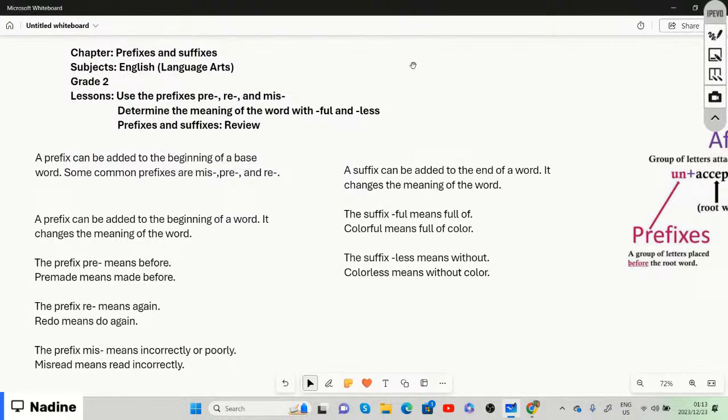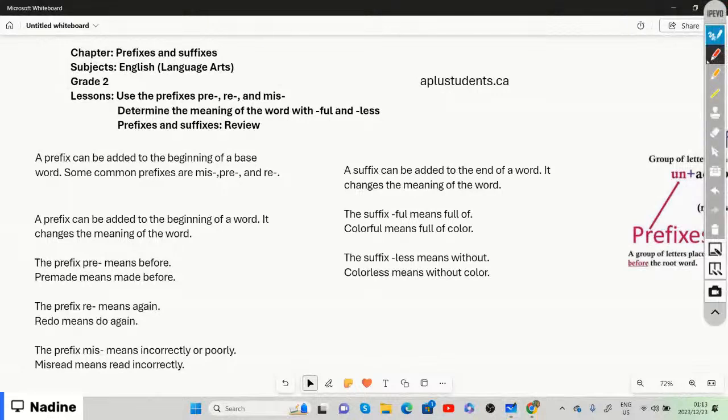And we are doing our tutorial lesson on A plus students.ca. And we already said that a prefix can be added at the beginning of a base word, right? And some common prefixes are, for example, miss, pre, and re, right?